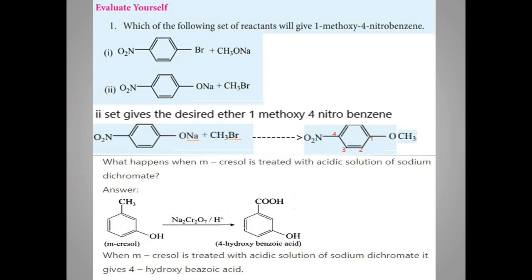In the second question, metacresol is treated with an acidic solution of potassium dichromate and undergoes an oxidation reaction. What is oxidation? Removal of hydrogen and addition of oxygen. In metacresol, the methyl contains 3 hydrogens. We remove 2 hydrogen and add 2 oxygen. We get 4-hydroxybenzoic acid. If you start the numbering with the acid, the 4th carbon contains hydroxy, so it is called 4-hydroxybenzoic acid.